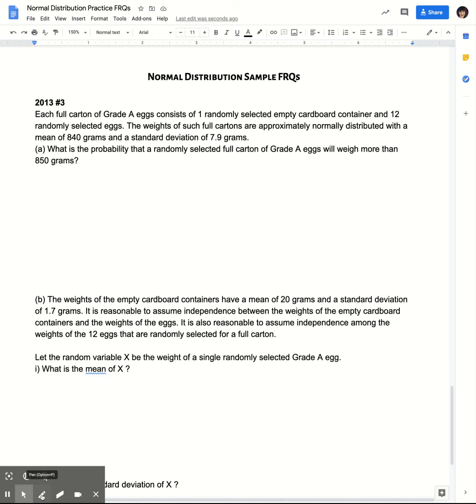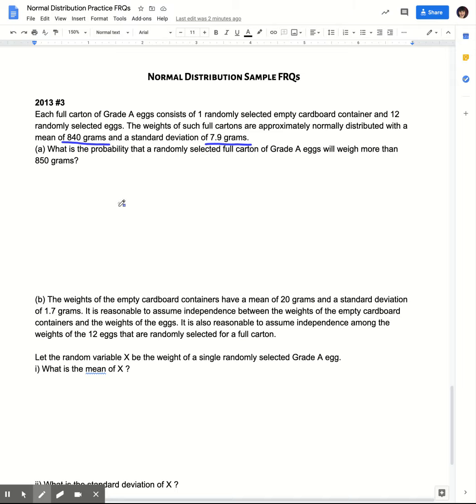This is our last normal distribution FRQ. In this one, we're dealing with the weights of a carton of eggs, a dozen eggs. They tell us in the problem that the weights of full cartons of 12 eggs each are normally distributed with a mean of 840 grams and a standard deviation of 7.9 grams.